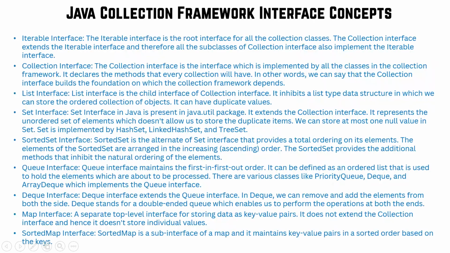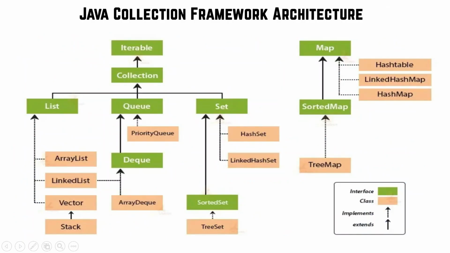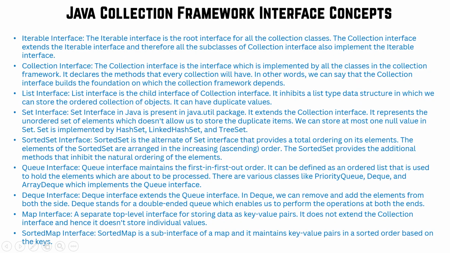Now we'll come to the Collection interface. The Collection interface is the interface which is implemented by all the classes in the collection framework. It declares the methods that every collection will have. In other words, we can say that the Collection interface builds the foundation on which the other collection frameworks depend. Now within these collections, List, Queue, Set, Deque, and SortedSet will be coming. So what is List? The List interface is the child interface of the Collection interface. It inhabits a list data type structure in which the user can store ordered collections of objects. It can have duplicate values.